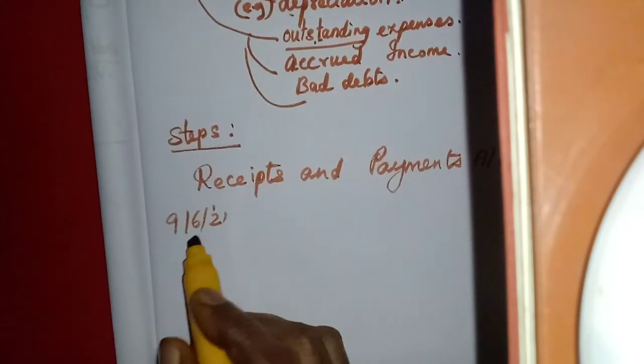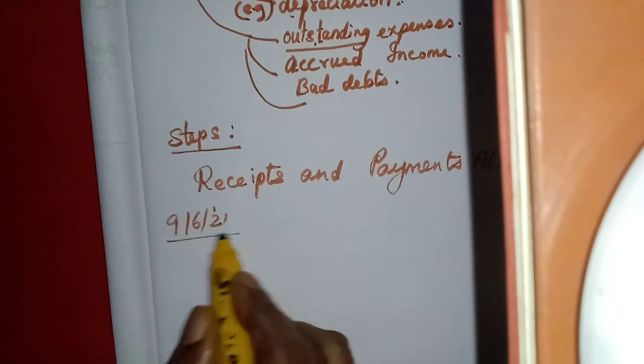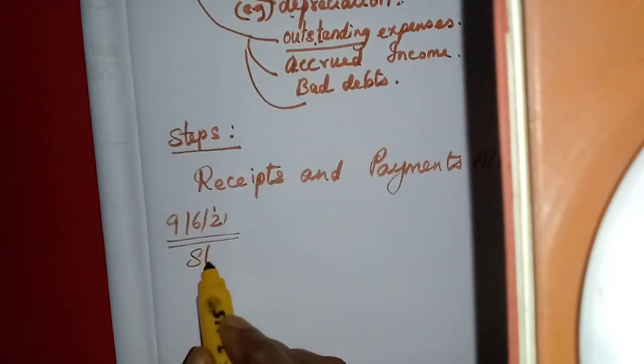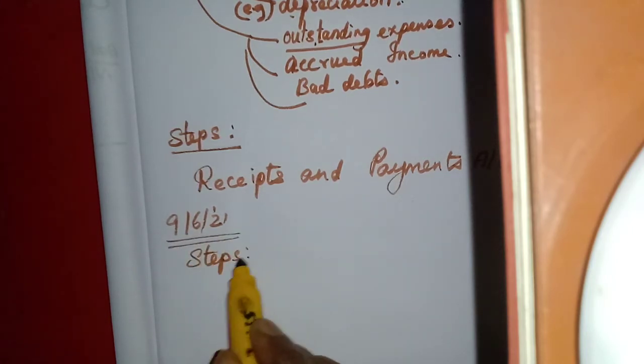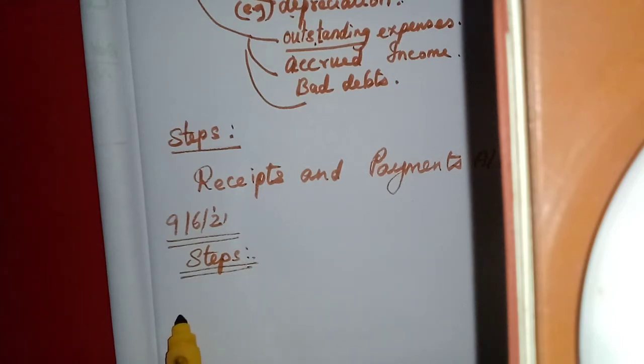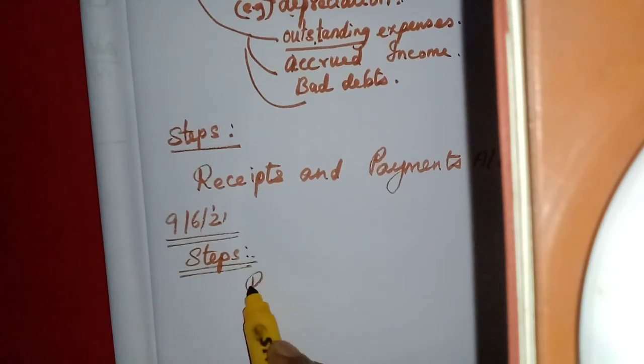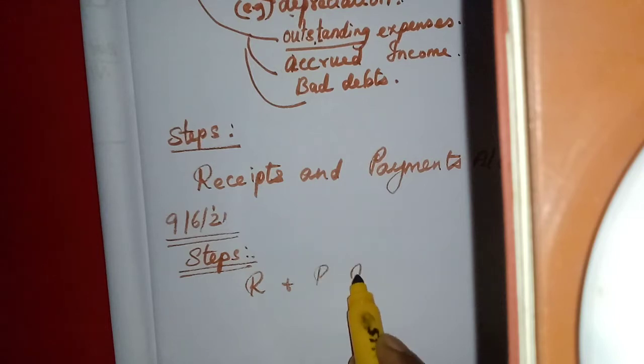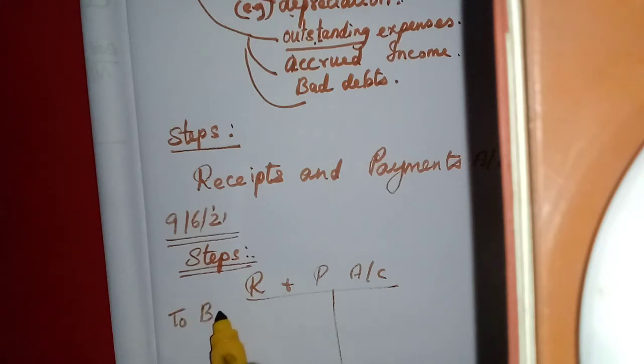Now we will learn the steps. Once again, I am telling you, we already learned this. What is the first step? The receipts and payments account. Already I have written the receipts and payments account. On the debit side, it starts with To Balance Brought Down. Then cash in hand, cash at bank.